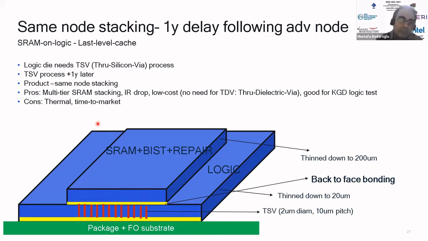And then we need to deliver basically, logic node has to wait for the TSV process. But this process can allow multi-tier SRAM stacking. For instance, if it's a back-to-face implemented, there can be another SRAM put on top of this SRAM. And then also there is no need for the dielectric via because logic will anyhow get most of the power allocation from the interposer or package below.